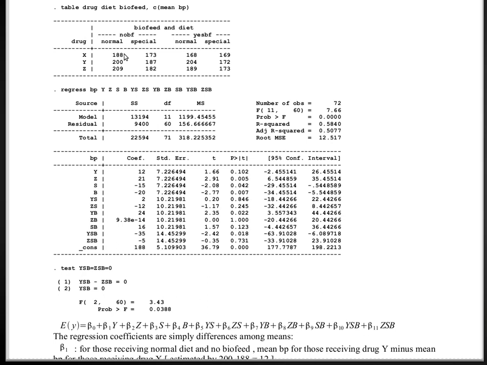So keep in mind, this is, if I may, our baseline group. We've chosen drug X as baseline, so all our comparisons will be between the other drugs Y and Z, and drug X, and this normal diet, no biofeedback corresponds to baseline as well. That is, we have the code of 0 for the normal diet and 0 for the absence of biofeedback.